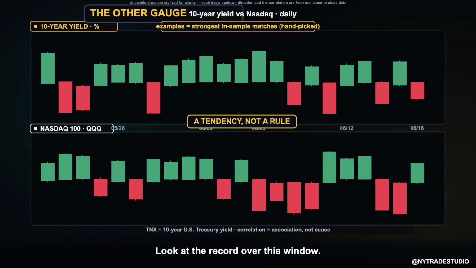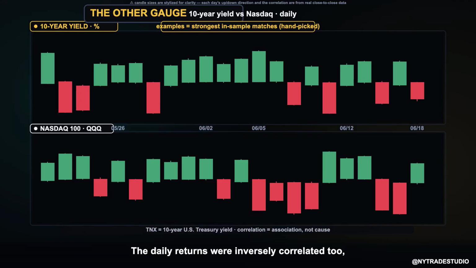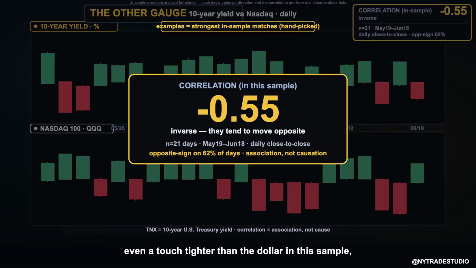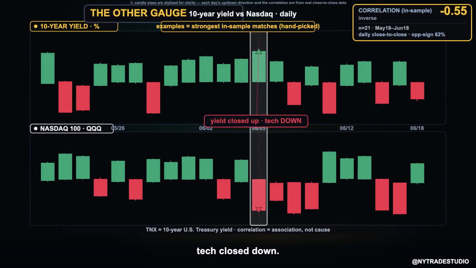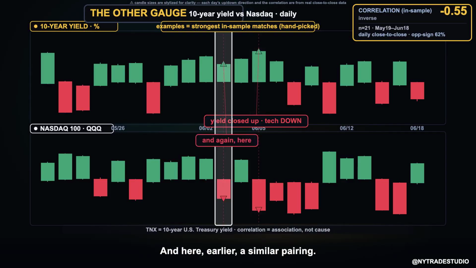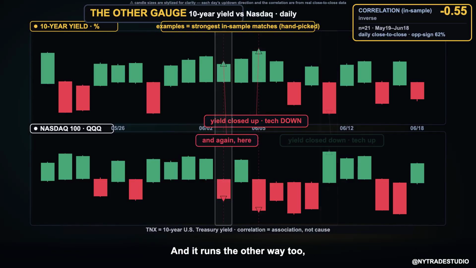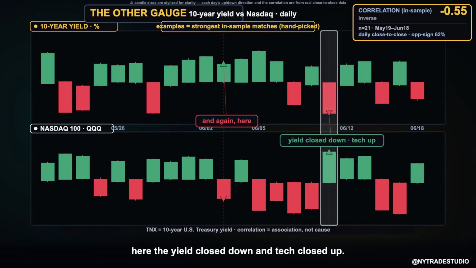Look at the record over this window. The daily returns were inversely correlated too, even a touch tighter than the dollar in this sample, and you can see the reading on screen. Here is a day the yield closed up sharply while tech closed down. And here, earlier, a similar pairing. And it runs the other way too. Here the yield closed down and tech closed up.